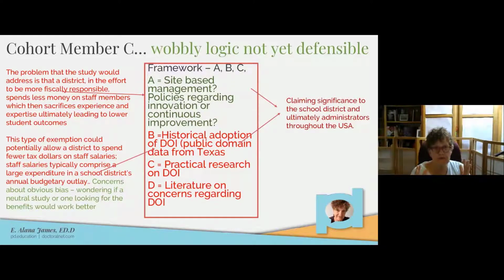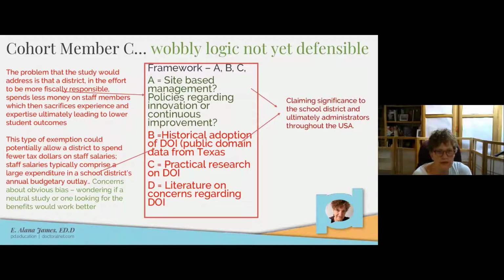So what do they do with their lit review? The historical adoption of districts of innovation, the practical research on districts of innovation, and literature on concerning. So that's almost right, isn't it? I mean, that would be a good setup of this. If you were studying whether or not it worked, then you could put your lit in the middle of that, or your gap. You could put your study in the middle of that gap.